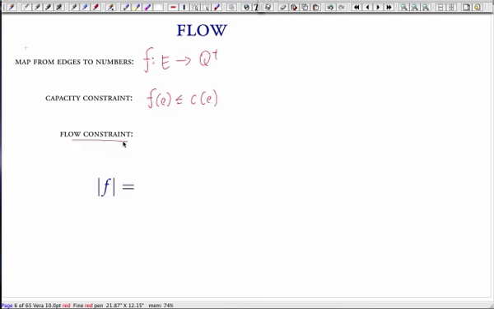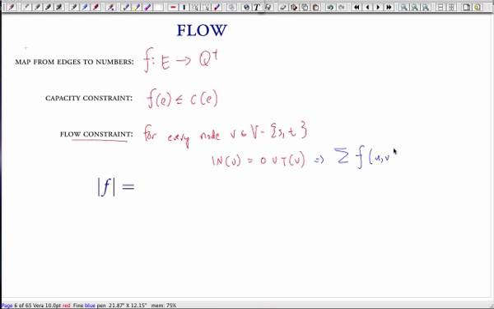And the next is the flow constraint, which means essentially there's no excess flow at any node. So for every node that's not the source or the sink, we would like the inflow of node V to be the outflow of node V. Another way of writing that is to say that the flow going in to V should equal the flow going out of V.